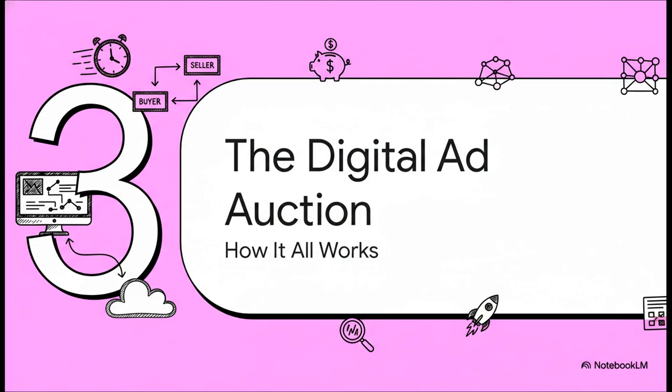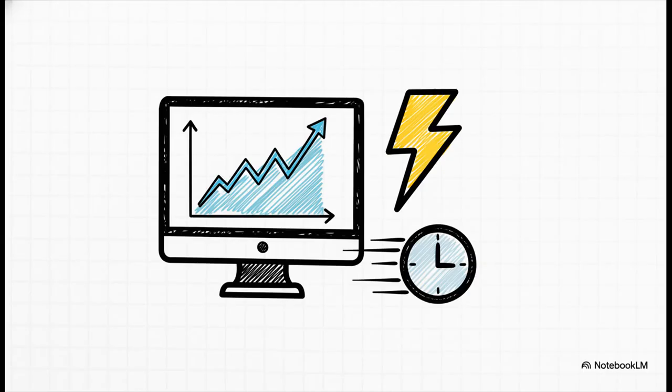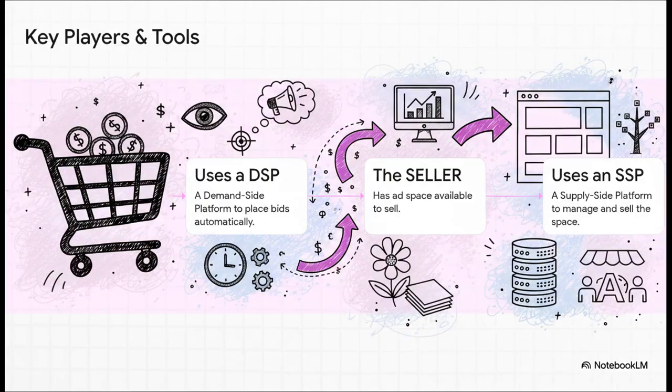Okay, so now we know why programmatic advertising is a thing. Now for the really cool part, the how. How does this software actually buy and sell ads in literally the blink of an eye? The best way to think about it is like a stock market, but for ads. And instead of happening on a trading floor in New York, it all happens in the milliseconds it takes for a web page to load on your screen. It is ridiculously fast. So let's break down who's who in this auction.